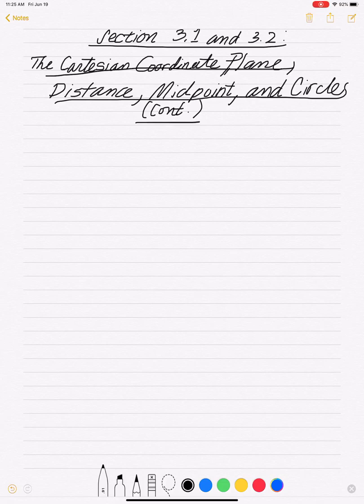Section 3.2, we're going to look at distance, midpoint, and circle. So let's start off with the idea behind distance. The idea is you've got 2 points. Let's say I've got a point here. Let's call it P1. And let's give it some coordinates.